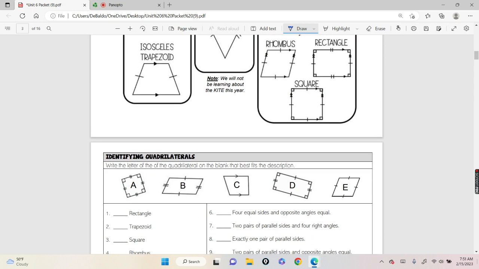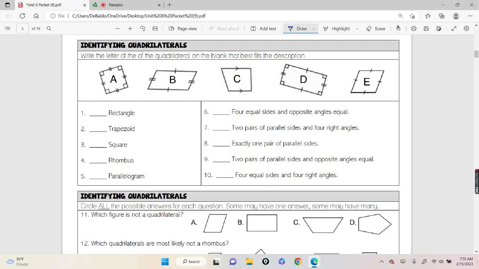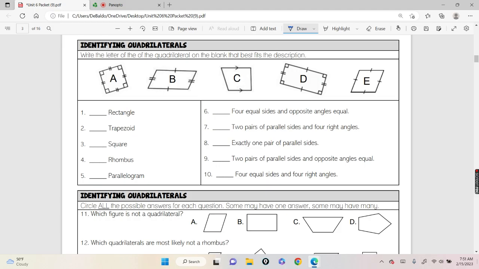All right, let's go ahead and do some practice. All we're going to be doing in this lesson here today is naming the quadrilaterals and trying to identify them. The best way to really get good practice with this is flashcards and just practicing these skills and making sure we know the different characteristics for each one of these specific quadrilaterals. So here it says, write the letter of the quadrilateral on the blank that best fits the description.